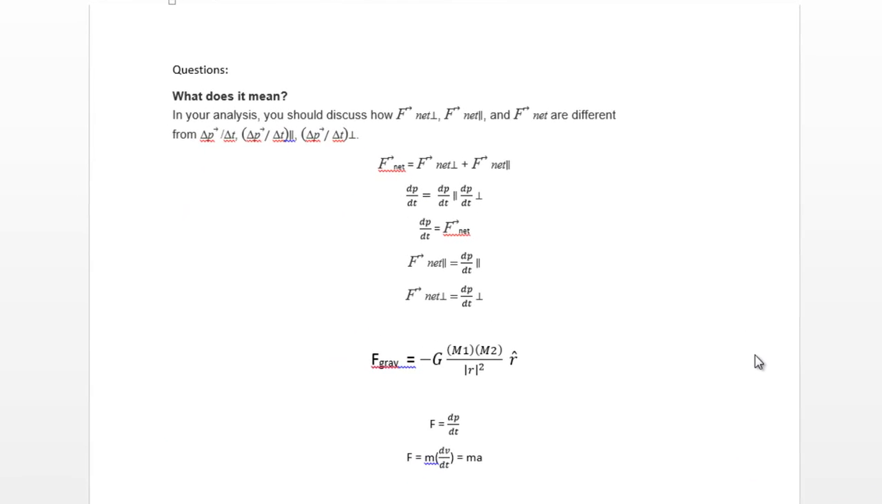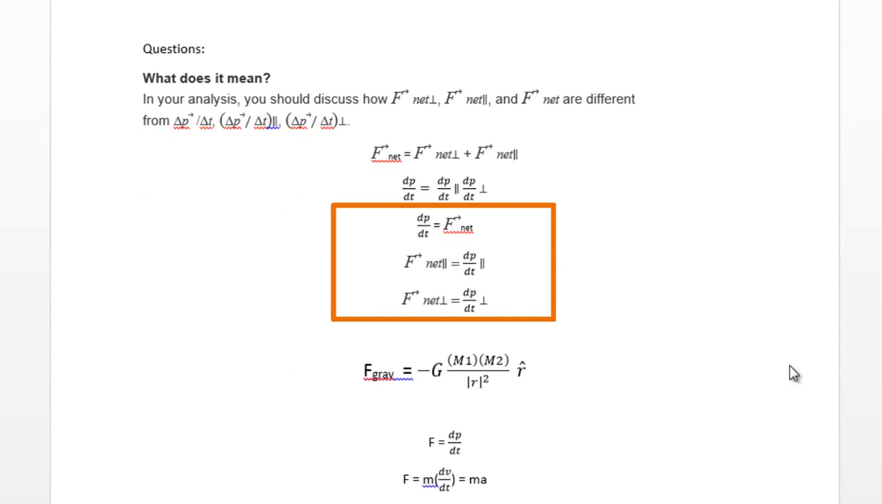Now, let's answer the questions. Question 1. According to the momentum principle, these are all equal to each other. Fnet is equal to dp/dt, Fnet parallel is equal to dp/dt parallel, and Fnet perpendicular is equal to dp/dt perpendicular. But they're different in the way that they're calculated.